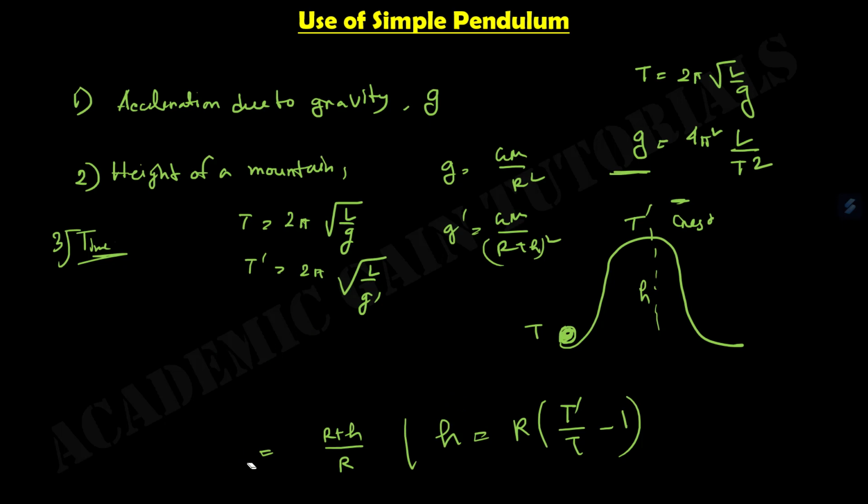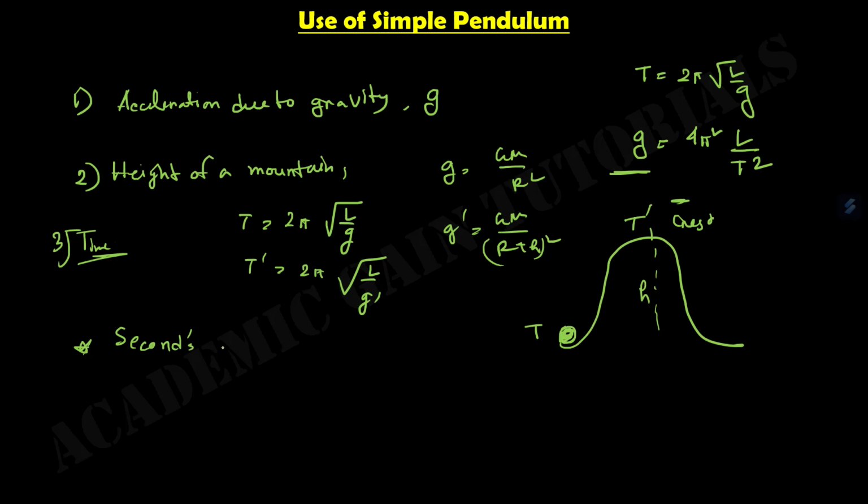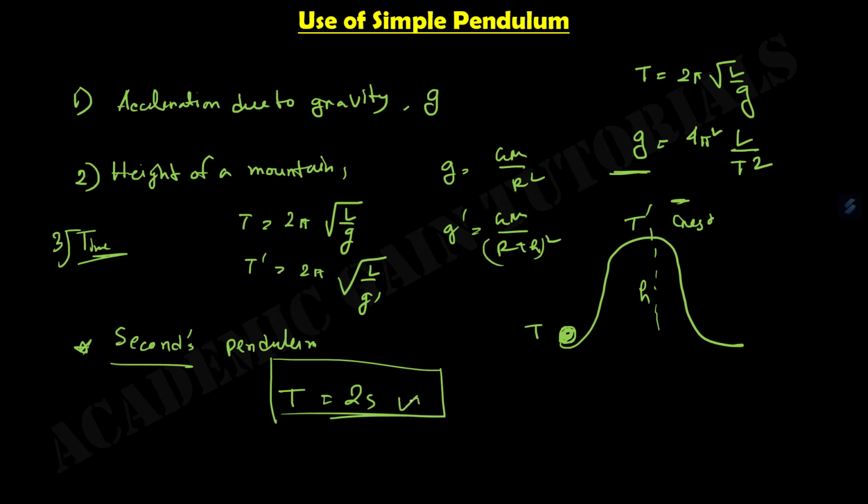There is another kind of simple pendulum which is known as the second pendulum. So what does the second pendulum mean? The time period of a second pendulum is 2 seconds. So if I say that I am given a second pendulum, then obviously the time period of the second pendulum will be 2 seconds.